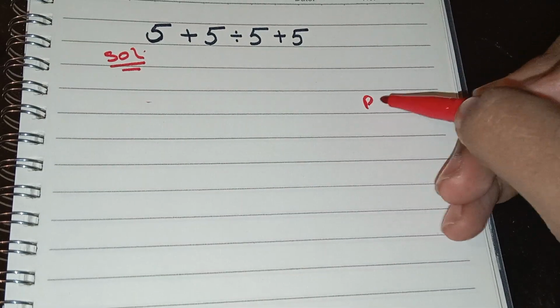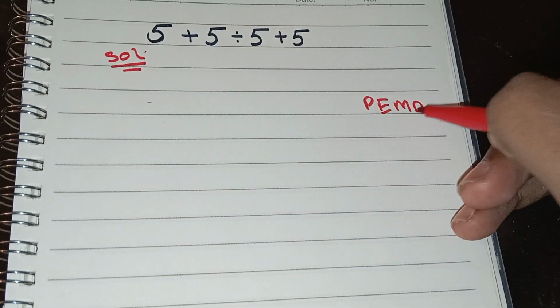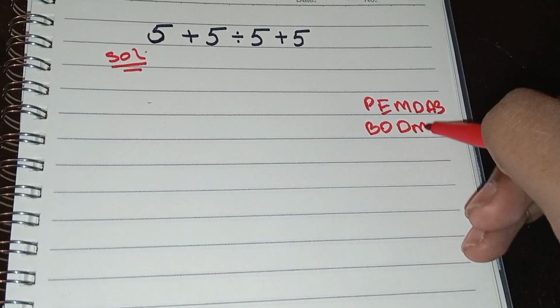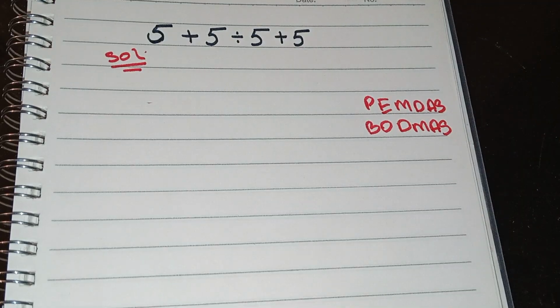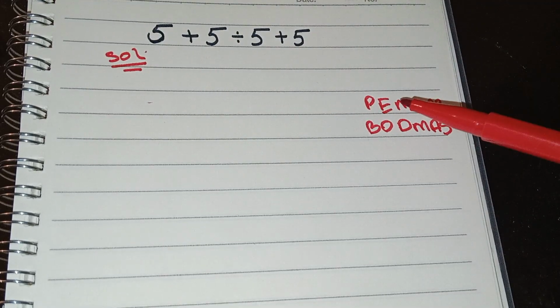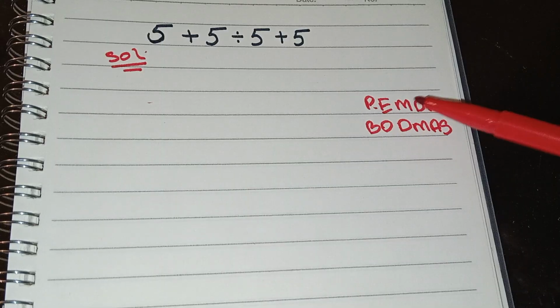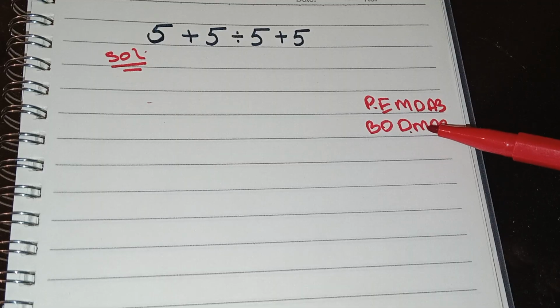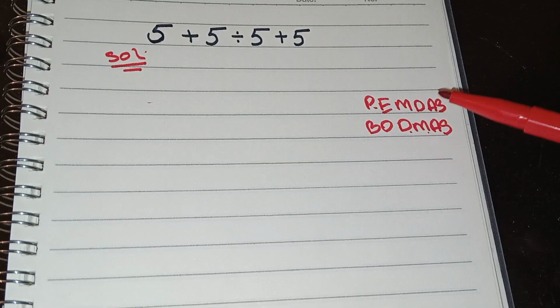PEMDAS and BODMAS, these are two words. What do they stand for? P for parenthesis, E for exponent, M for multiplication, D for division, A for addition, and S for subtraction. BODMAS stands for B for bracket, O for operation, D for division, M for multiplication, A for addition, and S for subtraction. So according to the PEMDAS and BODMAS rule, we will try to solve this question.